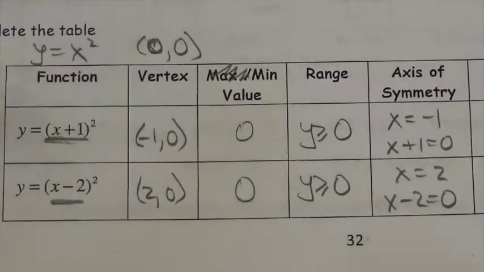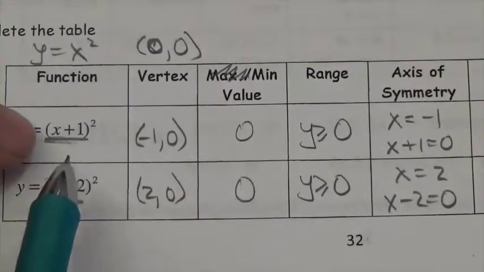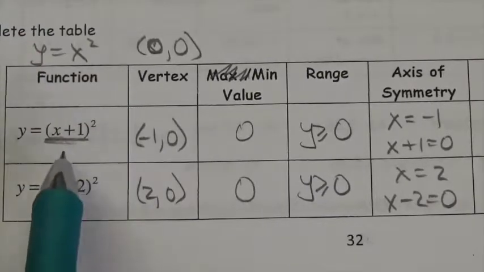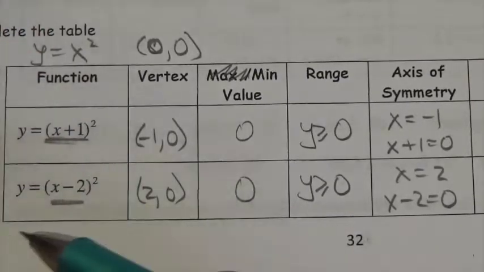That's one of the least intuitively obvious things that you're going to run into in this particular chapter: recognizing that if I see an x plus 1 and it's being squared, it actually means 1 to the left as opposed to 1 to the right.